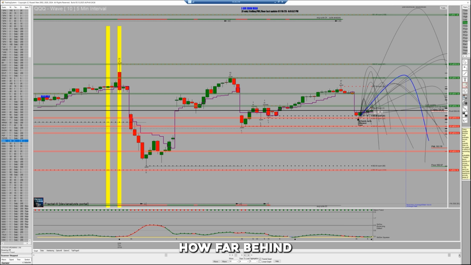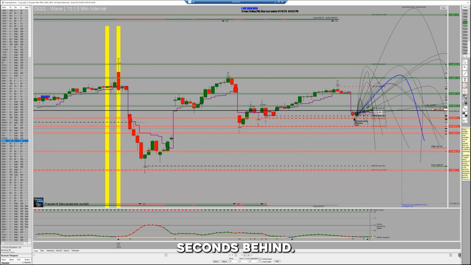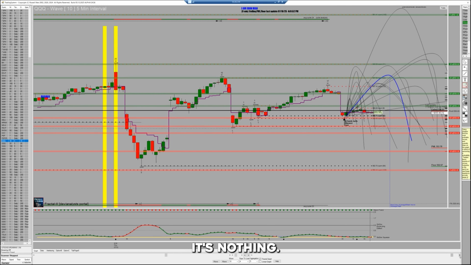And how far behind is this fractal data from the live market? For the futures, it's 10 minutes, and for the indices like we are looking at right now, it's 10 to 15 seconds at most. It's not that delayed. You can use it. Of course, I use it every single day. So this is only 10 to 15 seconds behind. It's nothing, to be honest.